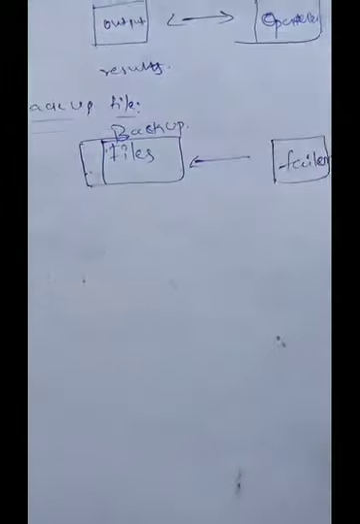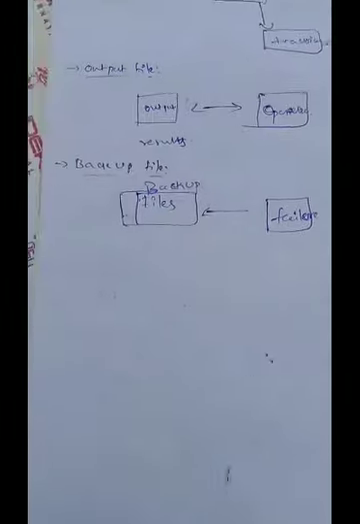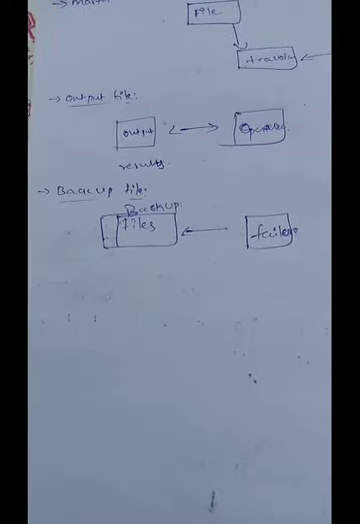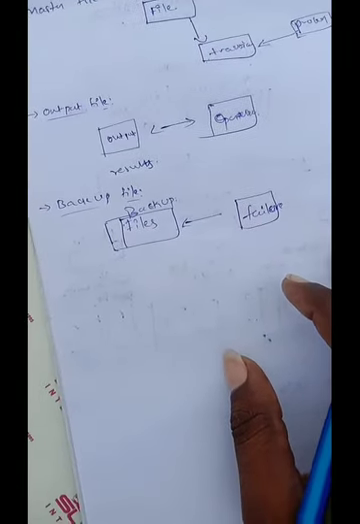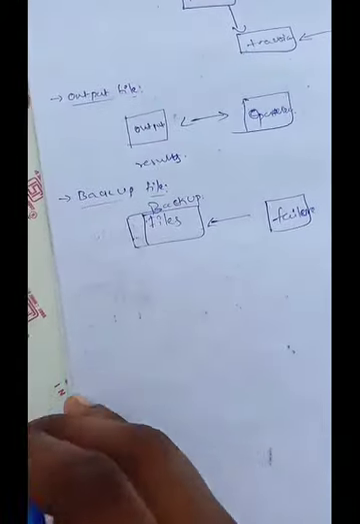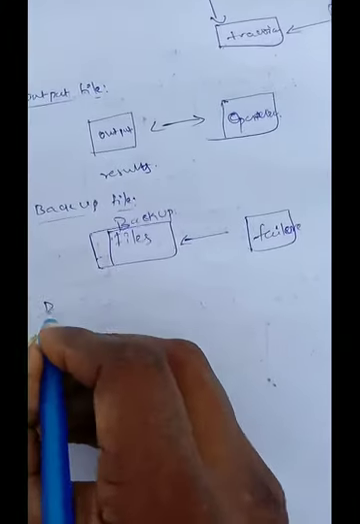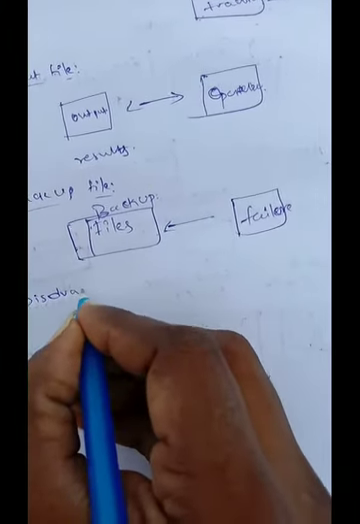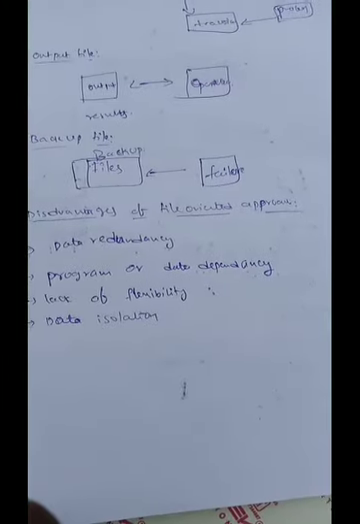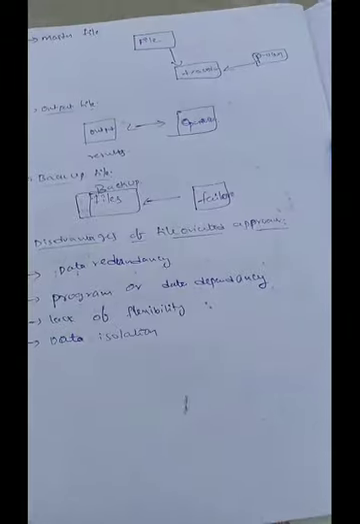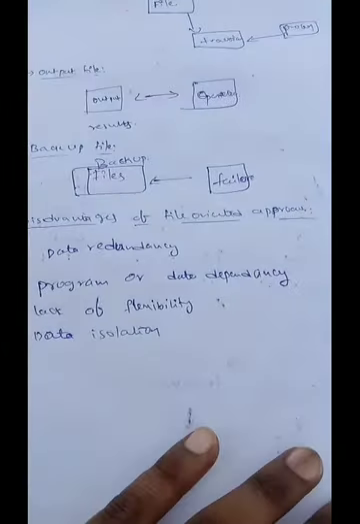So these are the files used by the file oriented approach to perform the operations by the application programs. And there are some disadvantages of the file oriented approach. The first one is data redundancy.